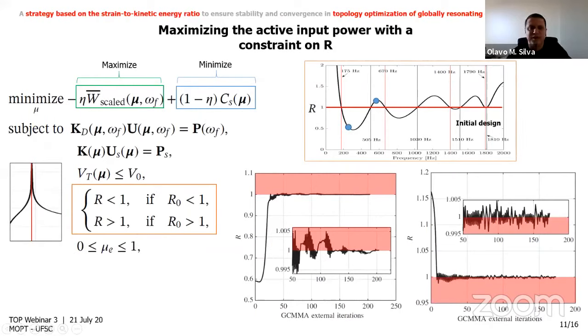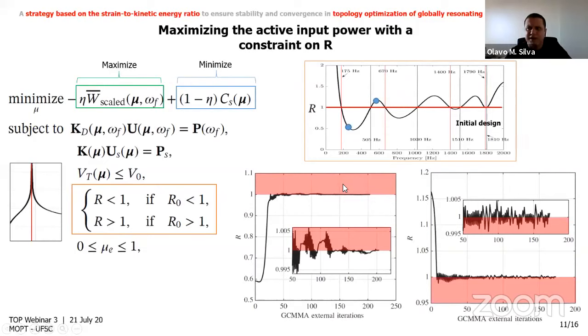What we propose in this work is not to reach exactly a resonance. We propose to avoid a match between the resonance frequency and the excitation frequency. And how to do that? By imposing a constraint on the strain to kinetic energy ratio. If this ratio is less than one for the initial design, we will keep it less than one along the optimization process, not exceeding this red zone.